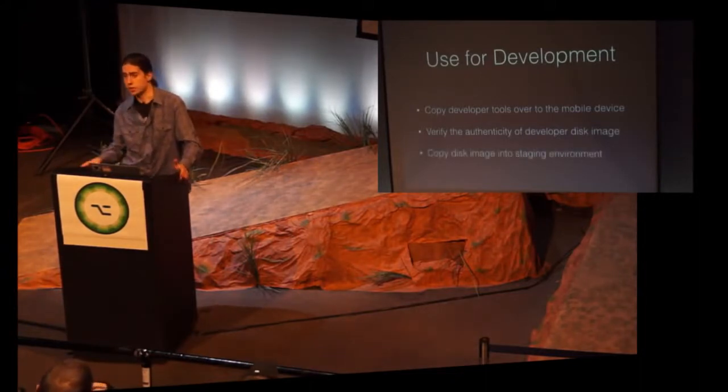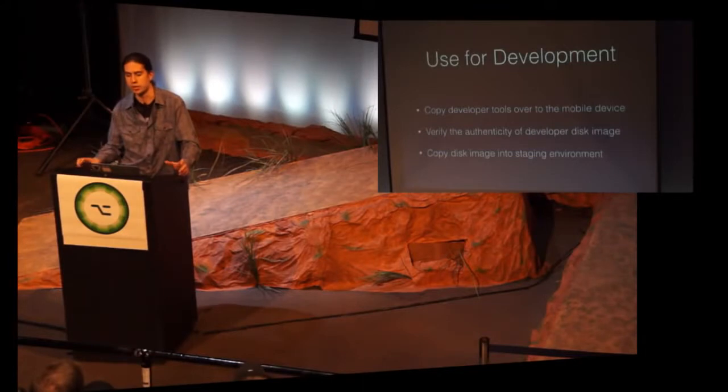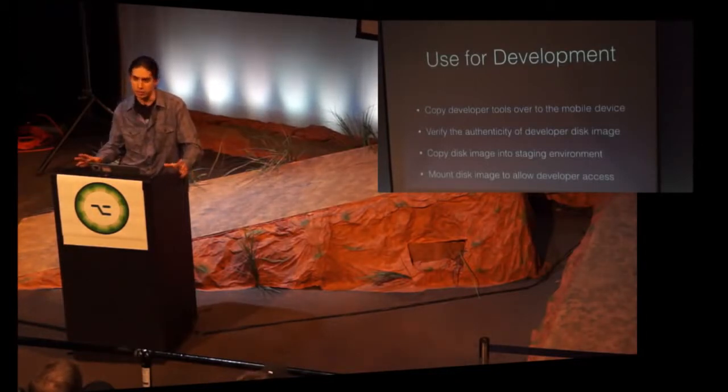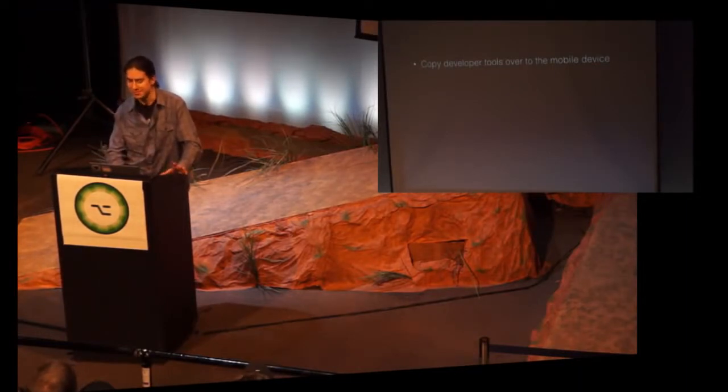If it passes this, it's going to then copy the disk image over onto a private staging area. Here, it's not accessible by anything but the image mounting process on the device. And then it's going to mount the disk image. This will install the developer tools onto your device. Now, it may not be immediately clear why this is a concurrency problem, so we'll just walk through it and see where things start going weird.